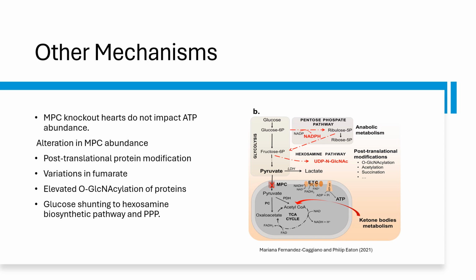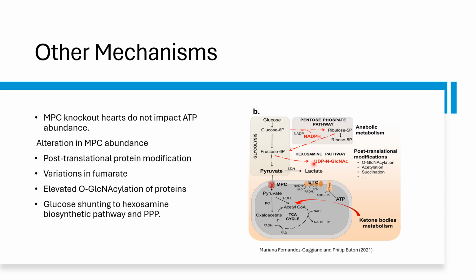And this brings us to how alteration in MPC expression leads to post-translational protein modification. Some examples of this are variations in fumarate, as well as elevated O-GlcNAcylation of proteins, and glucose shunting to the hexosamine biosynthetic pathway, as well as being diverted to the pentose phosphate pathway. Interestingly, when this happens with decreased MPC1 and 2, NADPH increases, which is required for fatty acid synthesis and membrane synthesis required for myocardial growth.